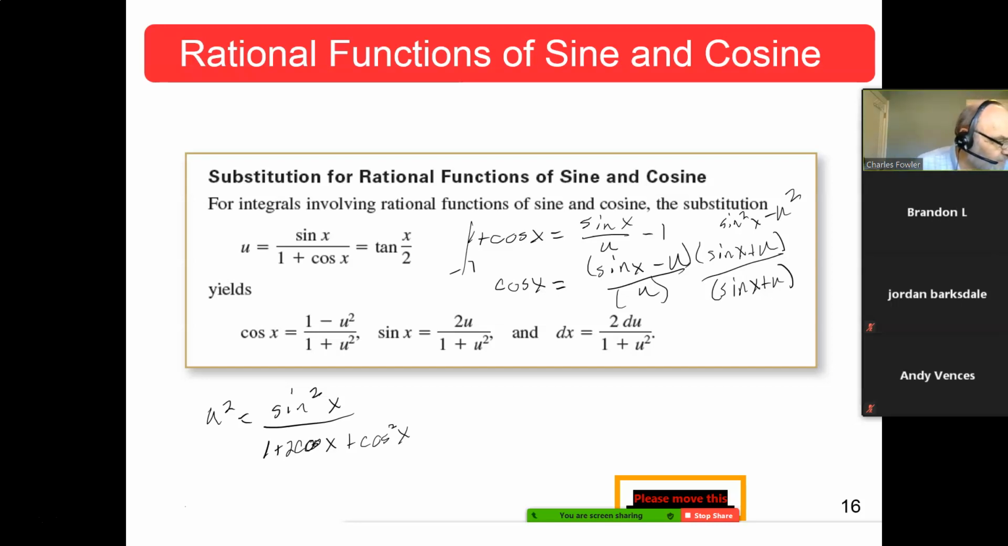And they have a little proof down here. Oh, here's the proof right here. Yep, the first thing they did was square both sides. Okay, and then they wrote the sine squared as 1 minus cosine squared.